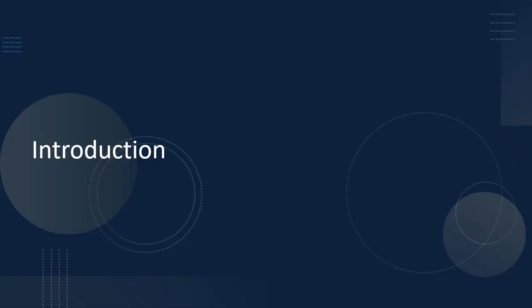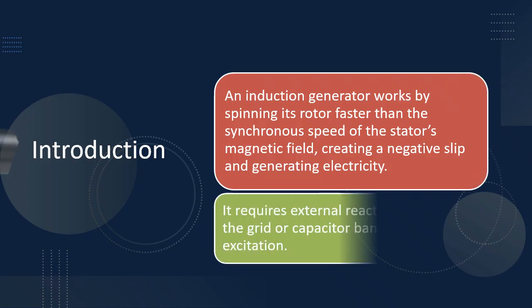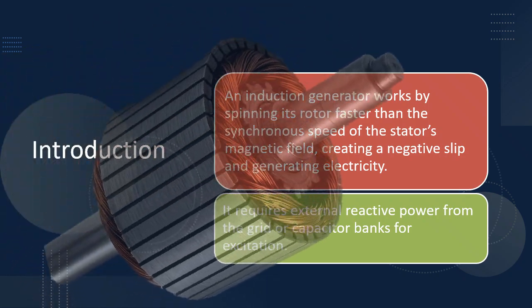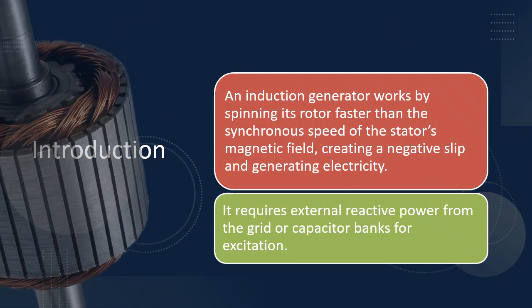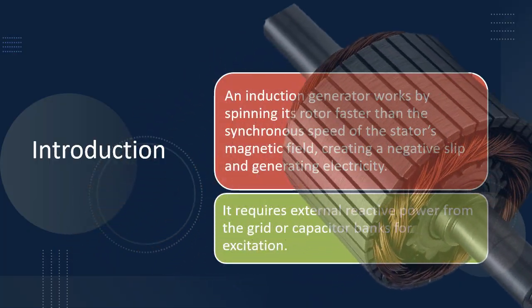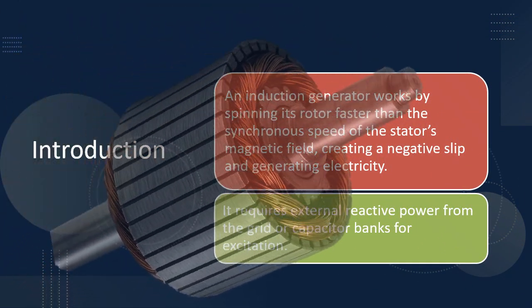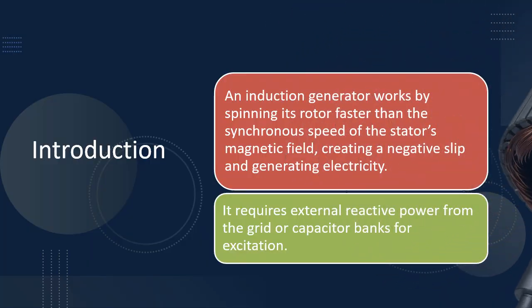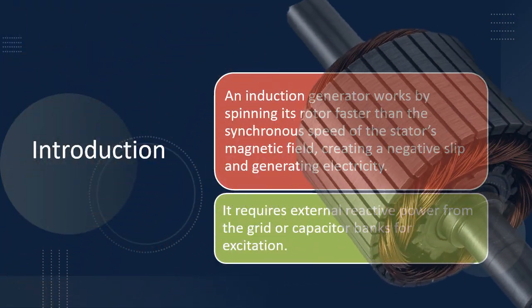Introduction. An induction generator produces electricity when its rotor is spun faster than the synchronous speed of the stator's magnetic field. This requires a source of reactive power, either from the grid or from capacitors, for excitation. The prime mover, such as a wind turbine, supplies the mechanical energy, which is then converted into electrical energy and delivered to the AC system.